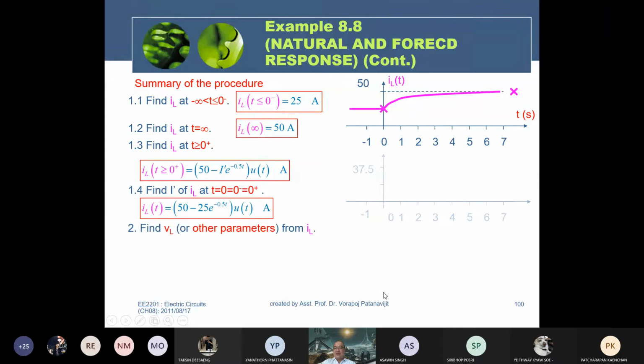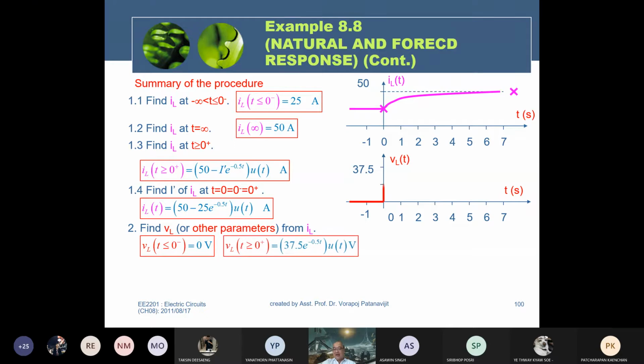Next, if you would like to determine the other parameters such as VC, IR, or so on, you can derive them from the circuit directly for time less than 0, but for time greater than 0, you must derive them from IR. For time less than 0, you can see that the inductor voltage equals the differentiation of the inductor current. For time less than 0, the inductor current is fixed, so its derivative equals 0. Therefore, the inductor voltage for time less than 0 is equal to 0. Now for time greater than 0, it will become like this. What happened? You can see that the inductor voltage will be decreasing from 37.5 and drop to 0.